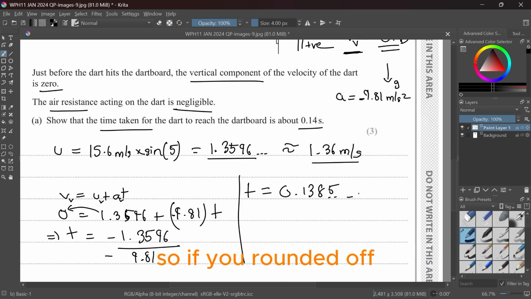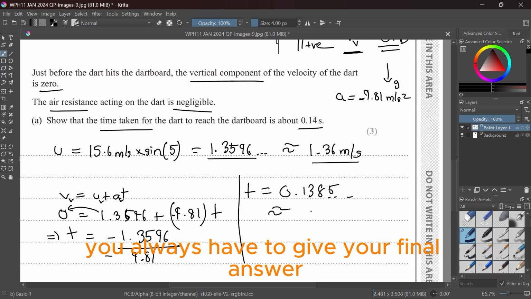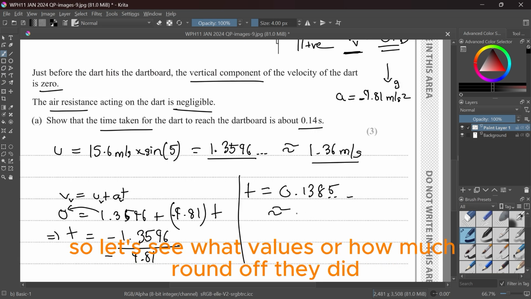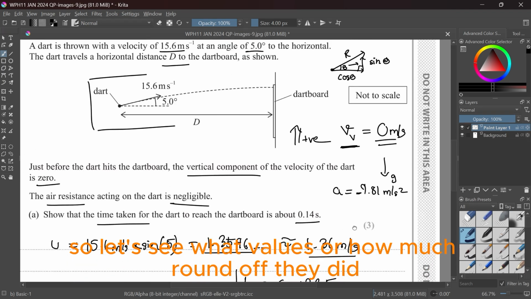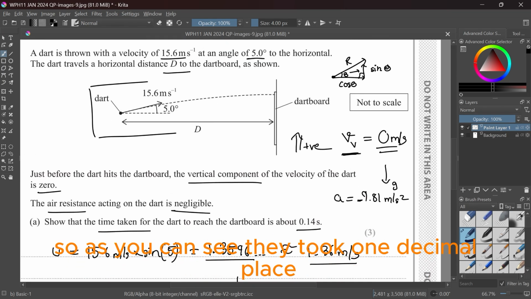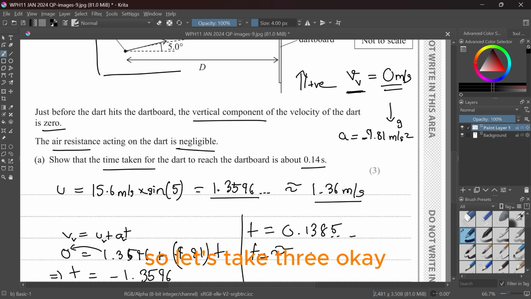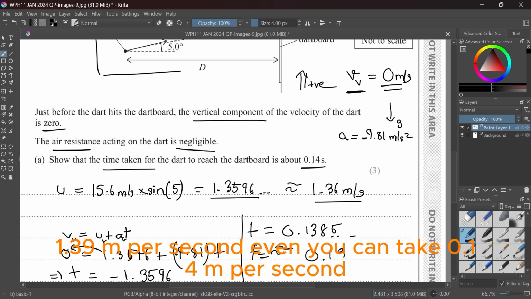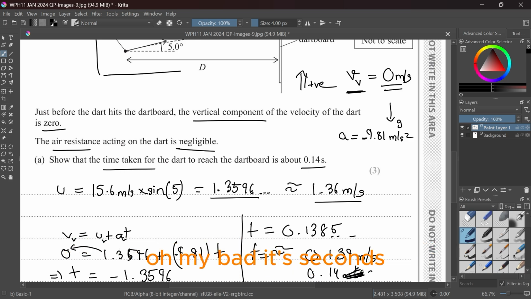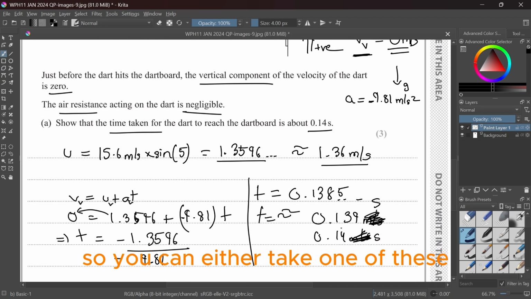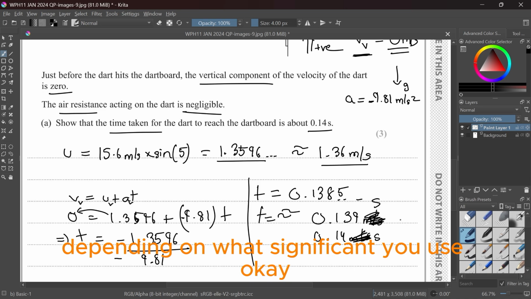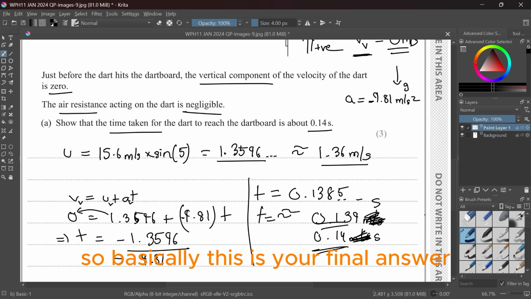So if you round it off, you always have to give your final answer as a rounded off answer, right? So let's see how much rounding off they did. As you can see, they took one decimal place or three significant figures, or sometimes two significant figures as well. So let's take three. So it's like 1.39 seconds. Even you can take 0.14 seconds. Sorry, not meters per second, my bad, seconds. So you can take either one of these depending on what significant figures you use. So basically this is your final answer.